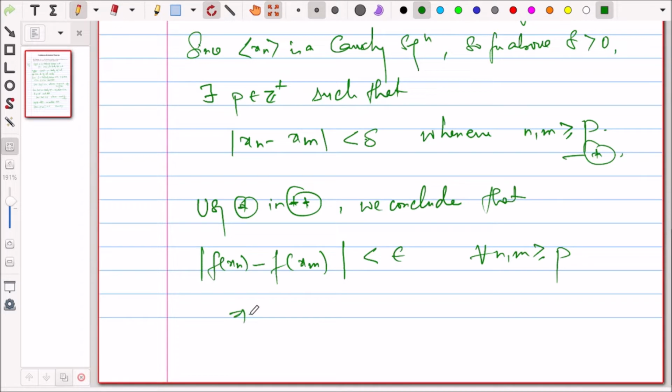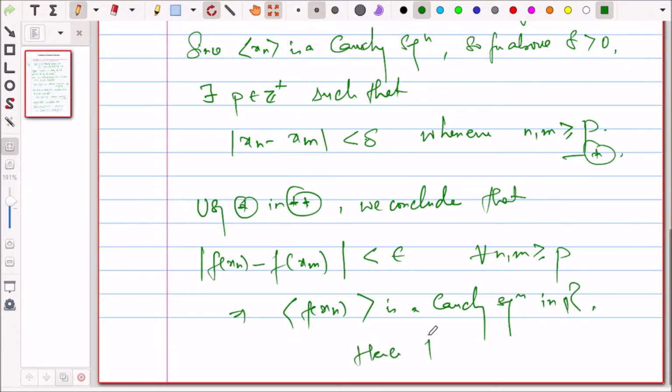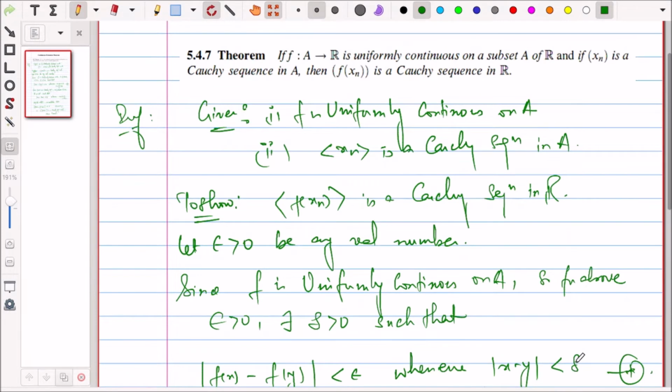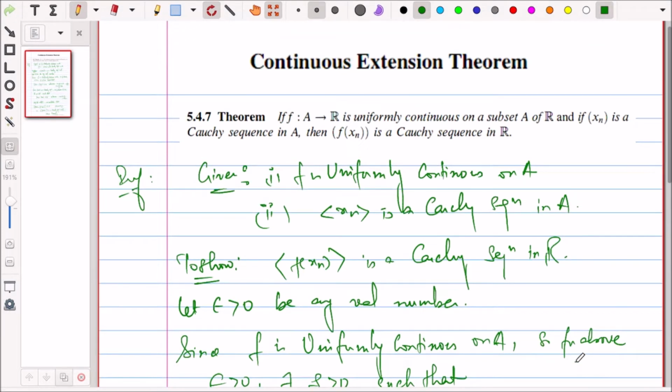So this implies f(xn) is a Cauchy sequence in R, hence proved. So this completes the proof of this theorem. So basically it means that the uniformly continuous image of a Cauchy sequence is a Cauchy sequence.